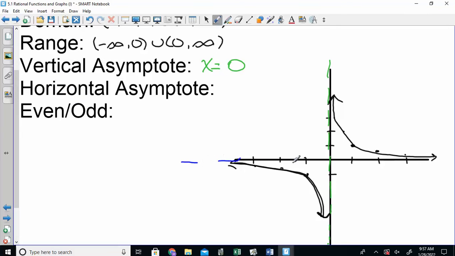Horizontal asymptote. What's the horizontal line we're getting close to? The x-axis, so 0. Horizontal lines are y equals, so y equals 0. And I don't want to talk about even and odd today, so we're just going to skip that for now. All right. Questions there?